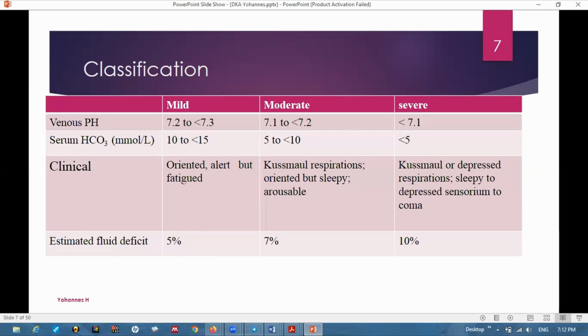So most of the time, it's difficult to differentiate moderate and severe DKA. So if the patient is having Kussmaul respiration, we can estimate the fluid deficit between 7 and 10, so around 8.5% deficit for both moderate and severe.